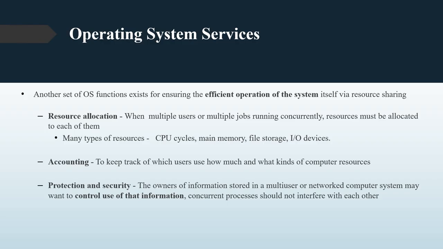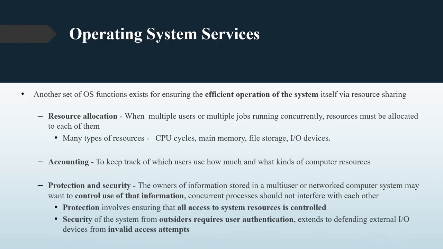So someone should not alter our original data, so we have to protect or restrict the access for each and every user. These are the things that come under protection and security. First of all, protection means ensuring all access to the system resources is in a controlled manner. Security is from the outsiders, checking whether anything is modified or not, so we are just checking the user authentication, which is security. So protection is access controlling.